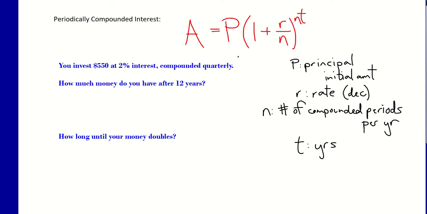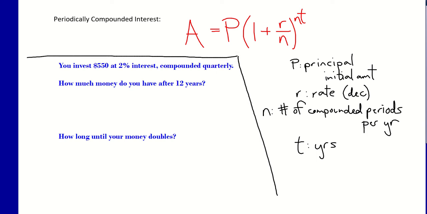So for our last example here, if you invest $550 at 2% interest, compounded quarterly, we should be able to set up an equation for this and then answer each part of this question. First, how much do we have after 12 years? And then how long until your money doubles? For the first part, let's go ahead and set it up.